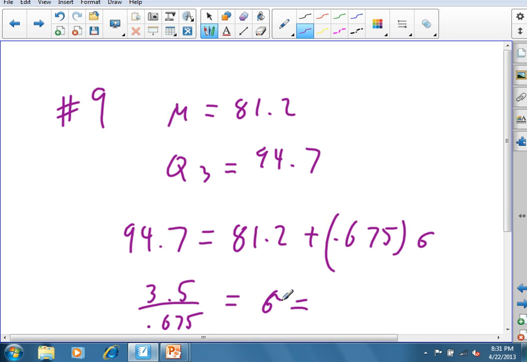I can't do that in my head. Bummer. I bet you I can. No, I can't. Yes, I can. No, I can't. 20 point something. Rounded to the nearest tenth, 20.0.